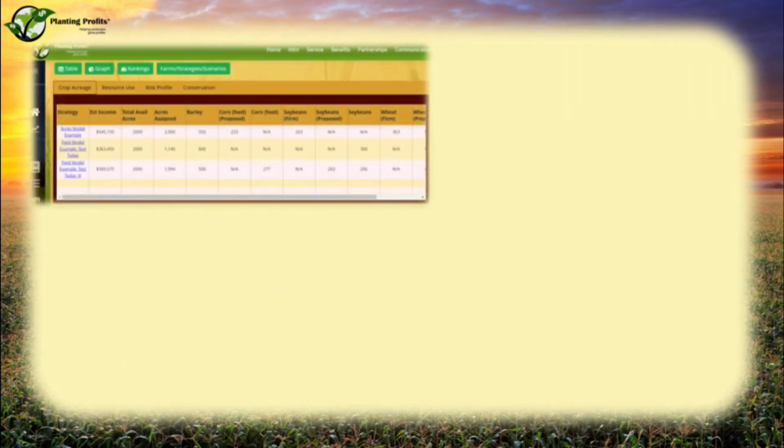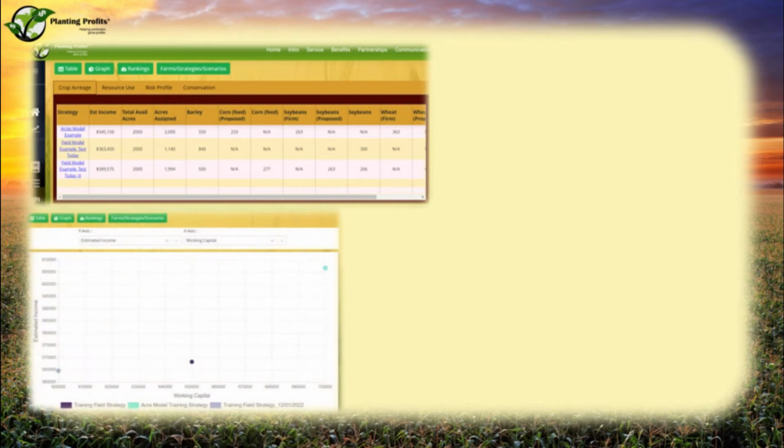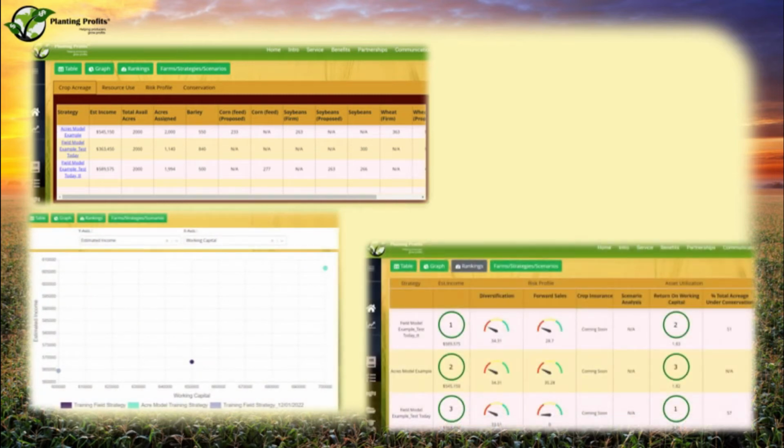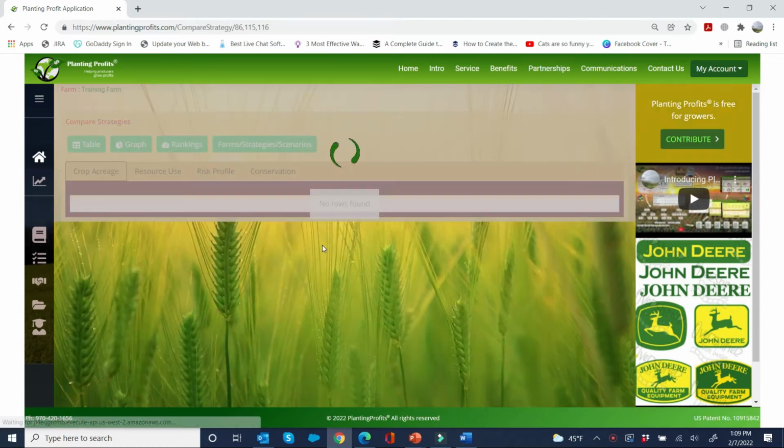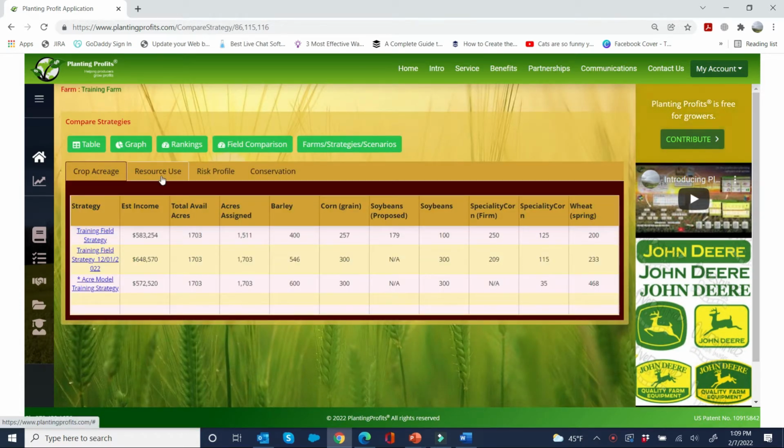There are 4 tools for comparing strategies: tables, graphs, rankings, reports. Let's look at tables first. Go to Farms, Strategies, Scenarios. Select the strategies you want to compare. Click View Strategies. A table appears displaying the crop mix.